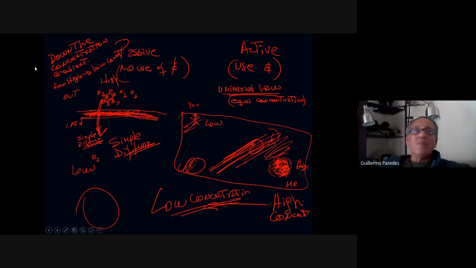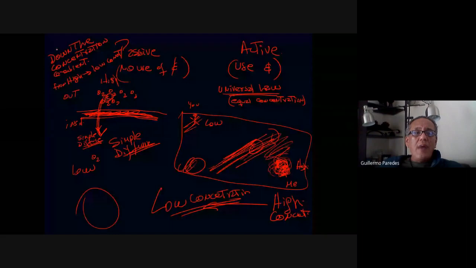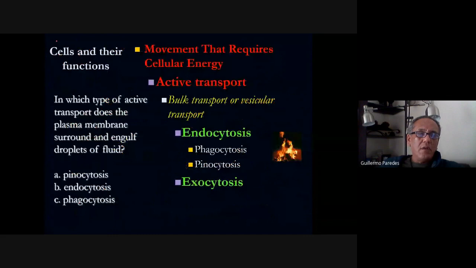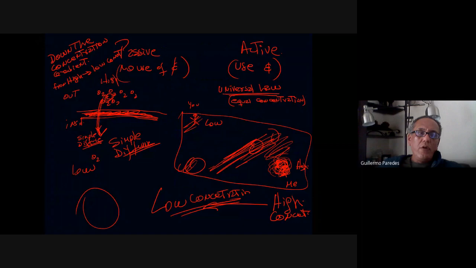Down the concentration gradient means that the substance goes from high concentration to low concentration. The other way to call it is towards the concentration gradient. So you can call it both ways. We okay with that? And remember, it is passive, because of this universal law, you don't need energy. There is no energy needed. That's why it's called passive. We okay with that?